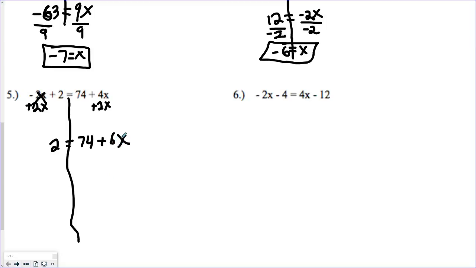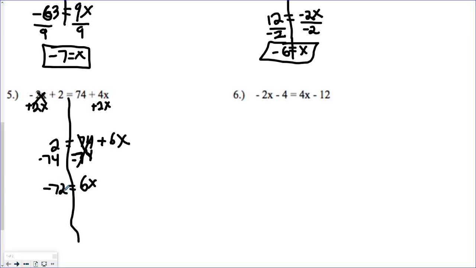Now, don't want to move the 6 just yet. I want to get rid of that 74 first. There's nothing in front of the 74. There's no symbol, so I assume it's positive. So get rid of that by subtracting. So I'm going to minus 74 and minus 74. This goes away. I'm left with 6x equals negative 72.